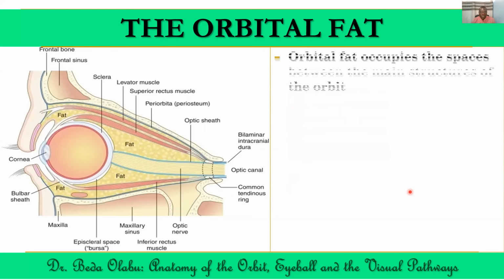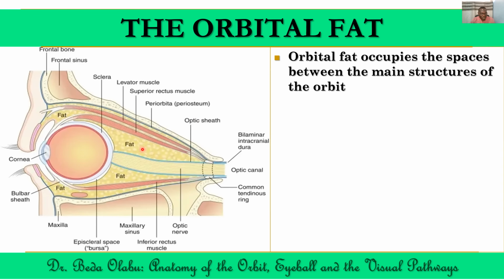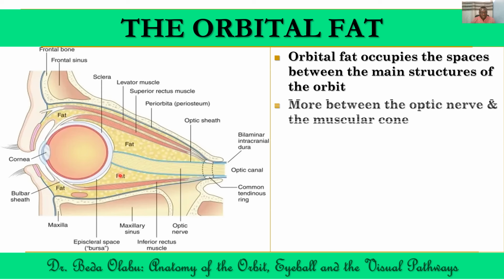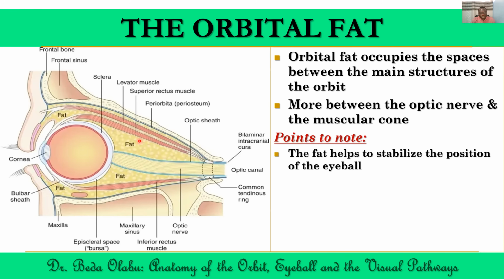Now we can talk about the orbital fat. Orbital fat occupies the spaces between the main structures of the orbit. So there's some that are within here, some that are outside the cone of the musculature, some within the cone of the musculature. They are in most compartments. So most of the fat is around the optic nerve, which means within the cone of the musculature. The importance of this fat is to help stabilize the position of the eye so that you don't have a lot of oscillations of the eyeball.